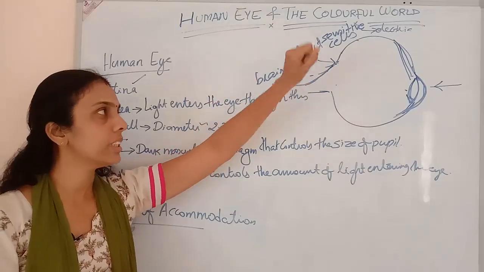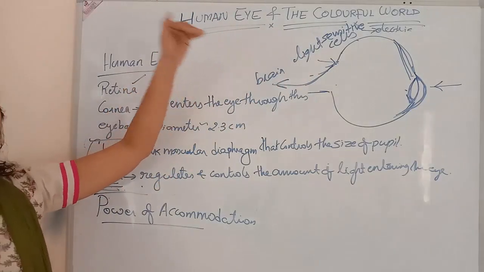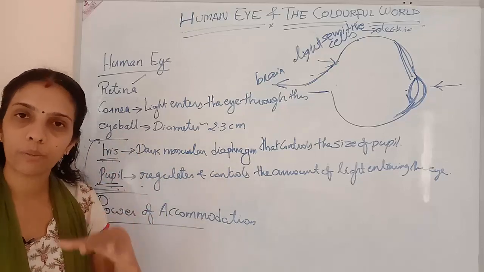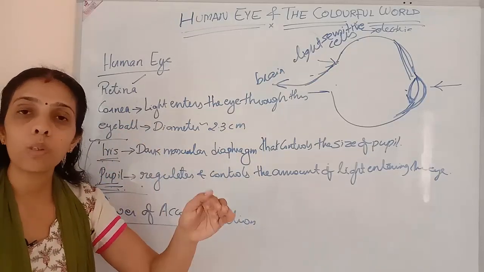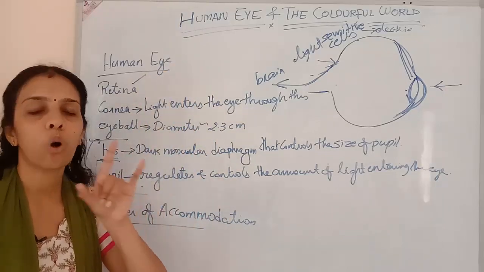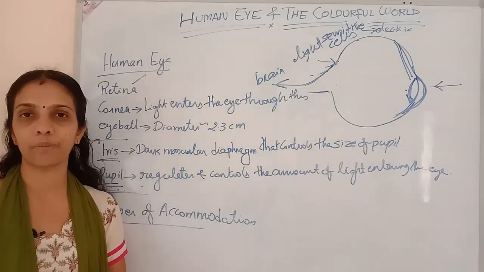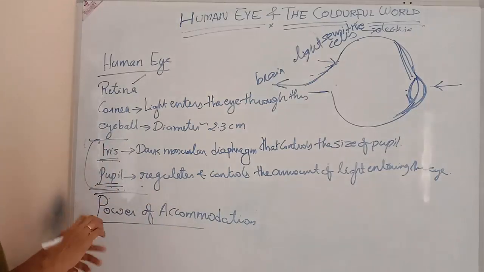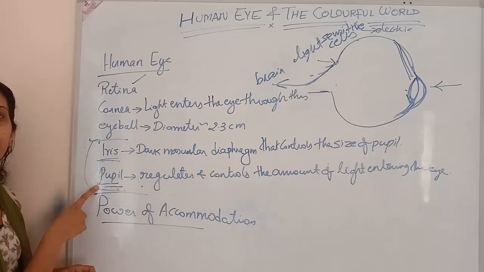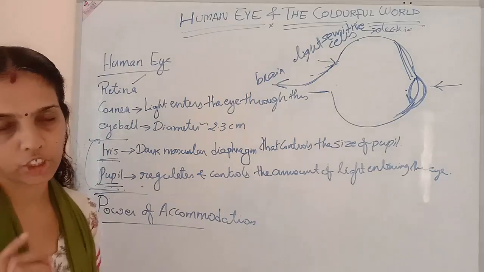When the light is falling on this cornea, what will happen? On the retina, what will happen? The light sensitive cells will be absorbing it and converting it to electric signals, and those electric signals will be transmitted towards the brain through the optic nerve, and the brain will be identifying the image in the proper manner. So, clear what are the functions of the eye? All the functions of the cornea, iris, pupil, these are important.